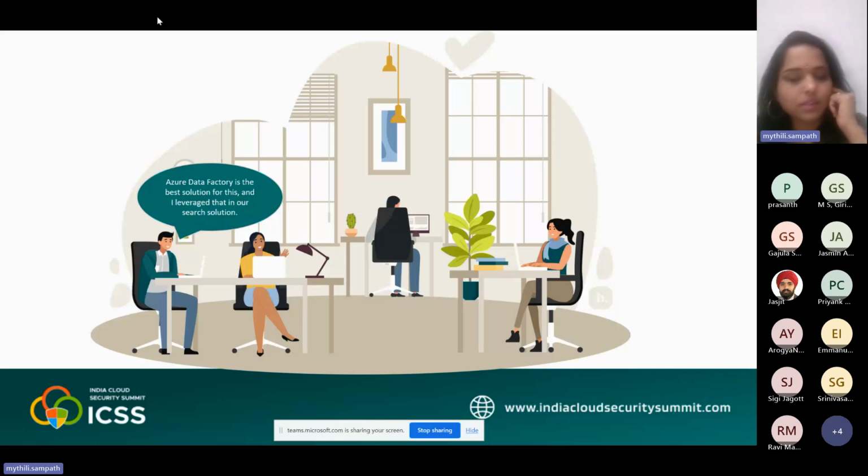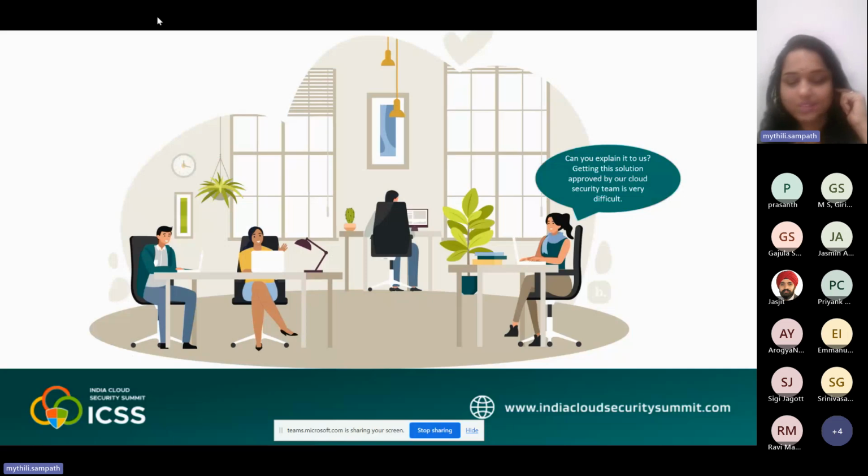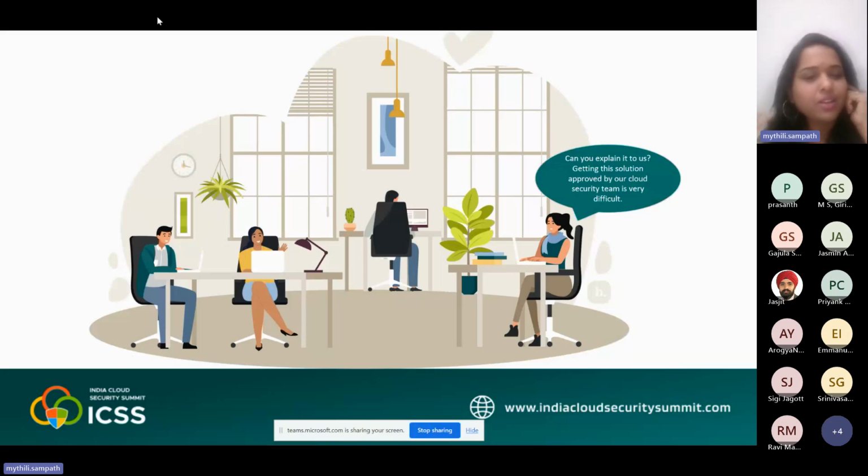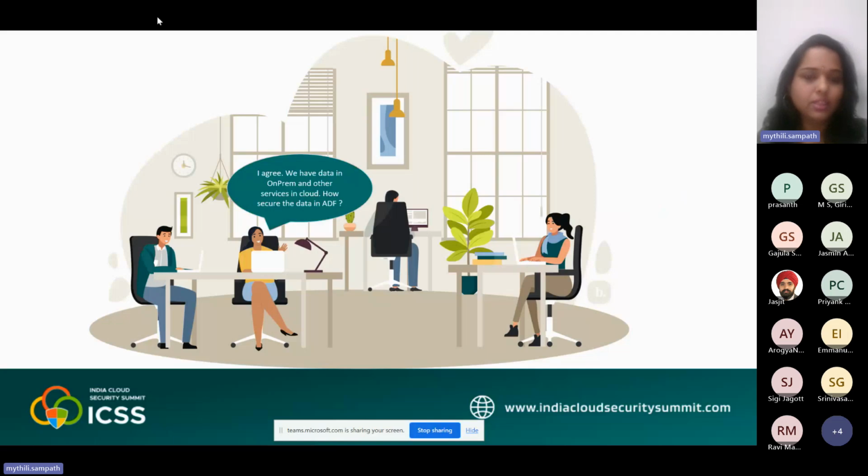Then the team is curious: what is Azure Data Factory? How is it going to help this situation? And the main question that comes up is about our internal security audit team. Getting the solution approved by them, going over all the security checklists, is a tedious job. It's not that easy because I'm connecting on-prem and cloud. In the earlier solution, what she was thinking was doing everything on-prem and pushing only the final output into the cloud. So there is a lot of confidence there, since all the information is on-prem. That's what they were discussing, and our agenda also starts with that.